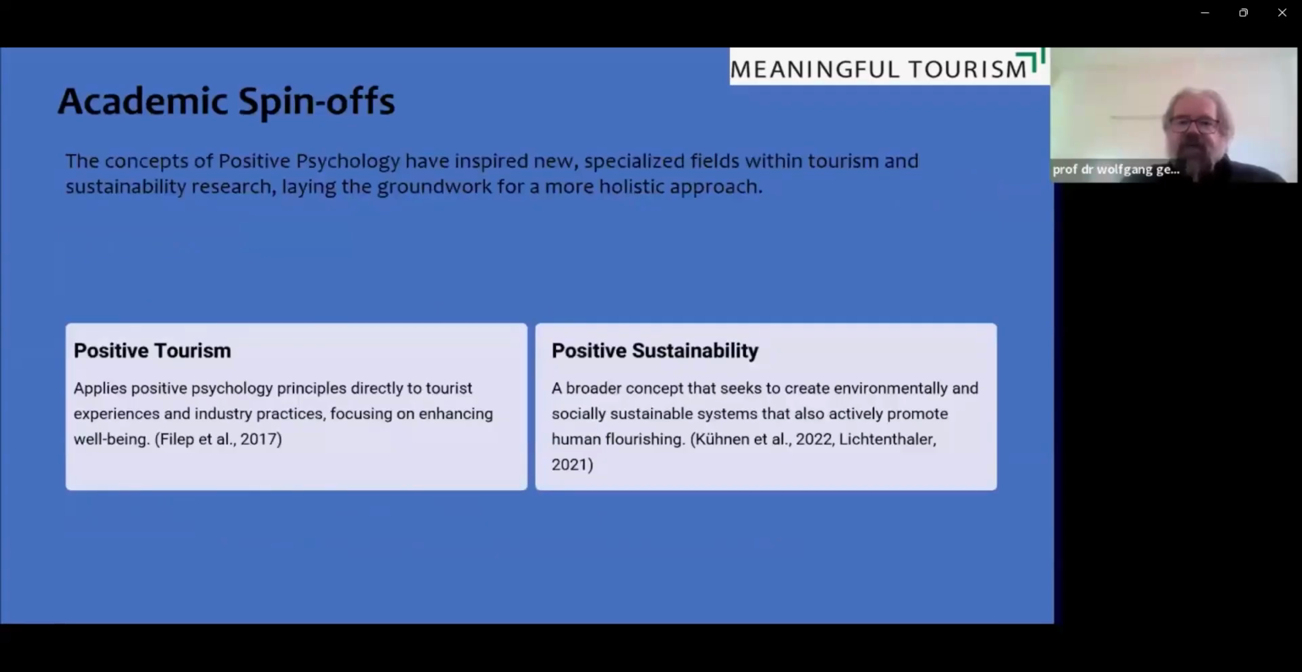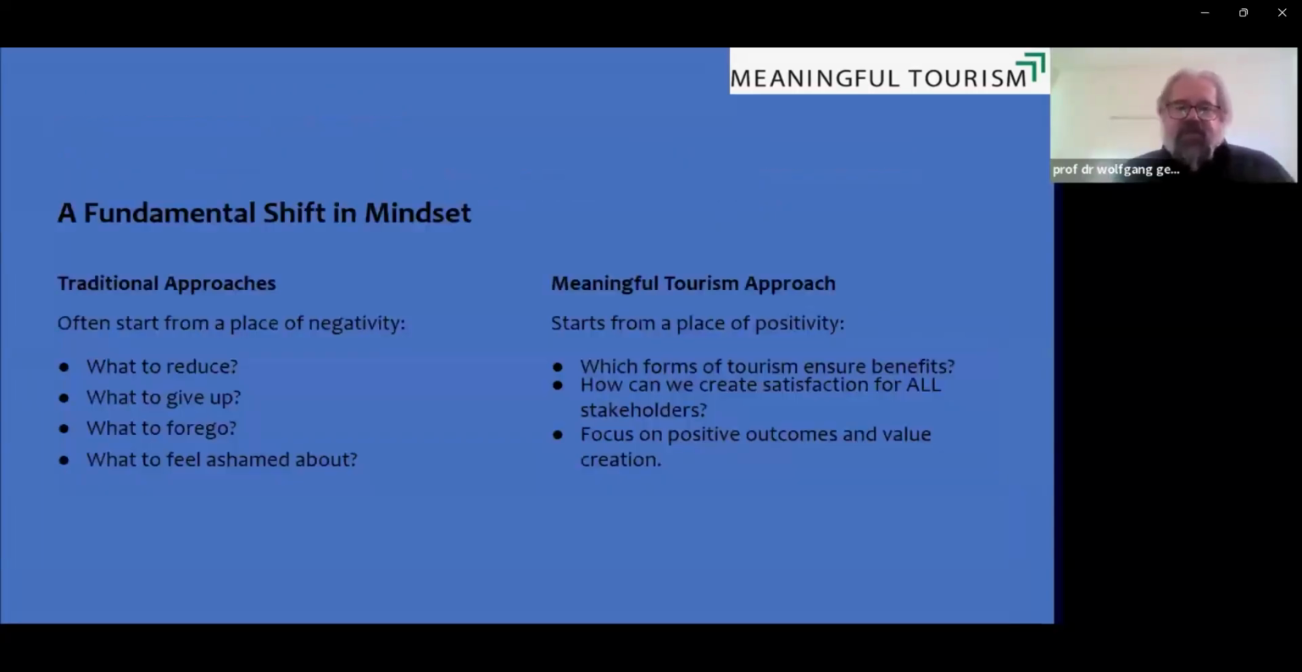This approach had academic spin-offs which are relevant for us. Positive tourism, where these ideas were directly applied to tourism experiences, talks about the enhancement of well-being, which is much more than just wellness. Well-being is about your brain as much as your heart and also your soul. And there was another spin-off, positive sustainability, where the question of well-being and human flourishing is put into the idea of sustainability in a much bigger way. So that creates a fundamental shift in mindset.